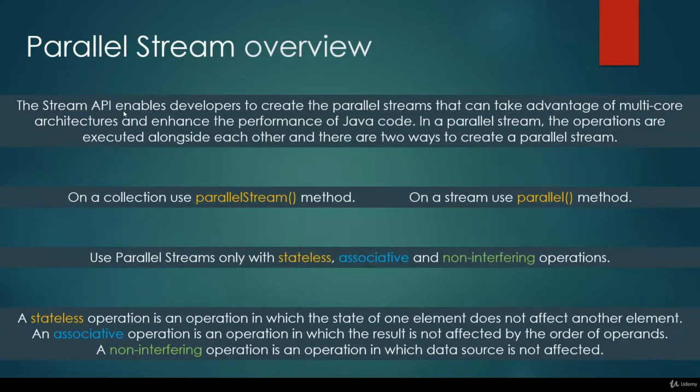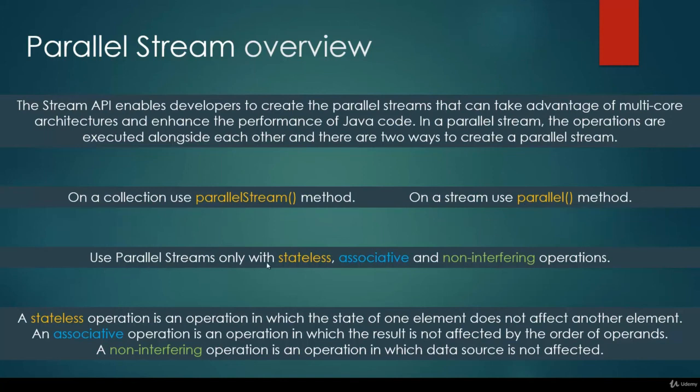The Stream API enables developers to create parallel streams that can take advantage of multi-core architectures and enhance the performance of Java code. In a parallel stream, the operations are executed alongside each other, and there are 2 ways to create a parallel stream. On a collection, we can use the parallelStream method. On a stream, we can use the parallel method.